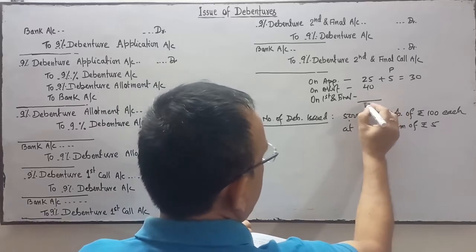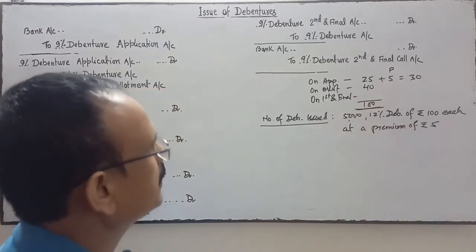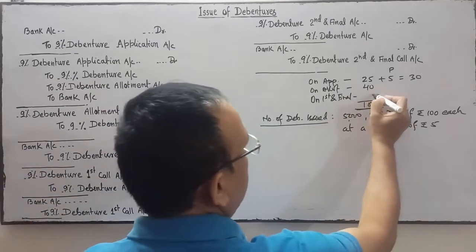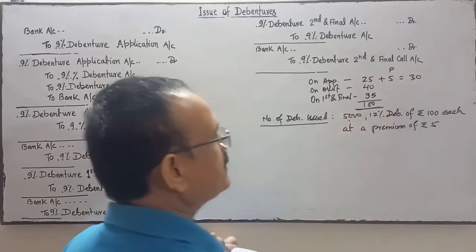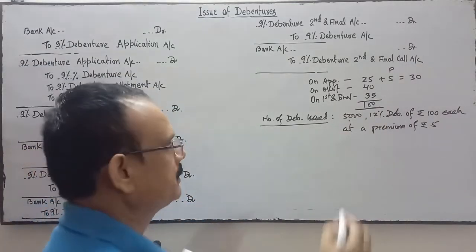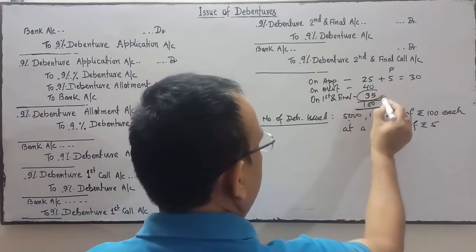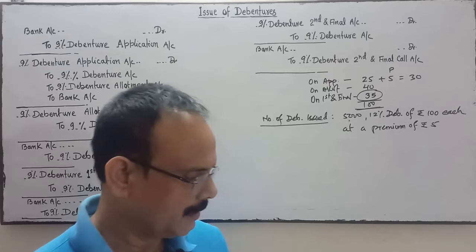So how much is the balance? The debenture is of rupees 100. So what is the balance amount? 35 is the balance amount. This is the difference amount. 35 is the balance amount on first and final call.